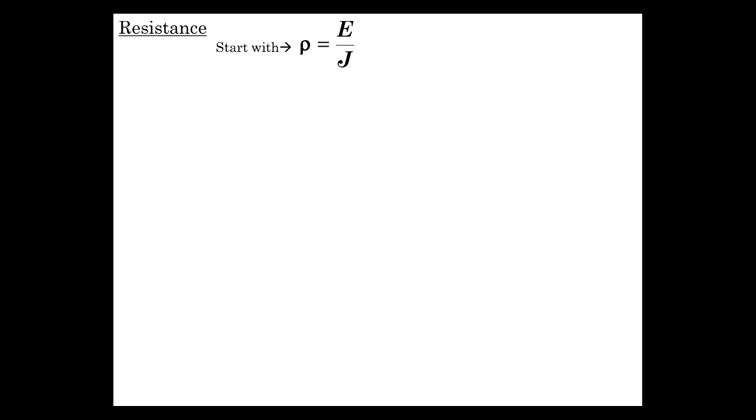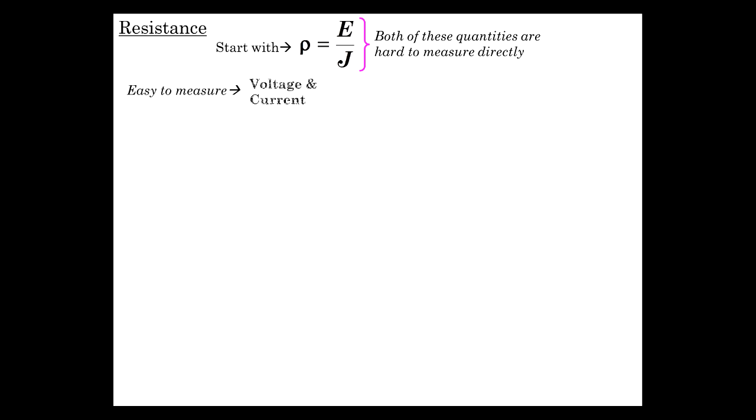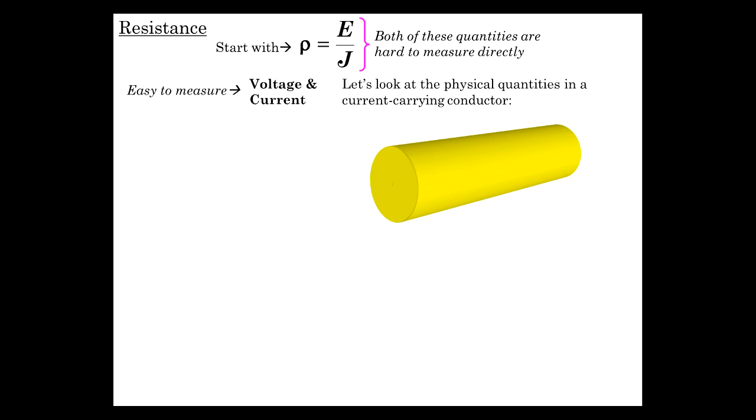We start with rho equals E over J. Now, those are hard quantities to measure. You can't directly measure electric field and current density with some kind of multimeter, is what I'm thinking of. But it's easy to measure voltage and current. Yes, it is. Well, let's take a look at the quantities in a current-carrying conductor.